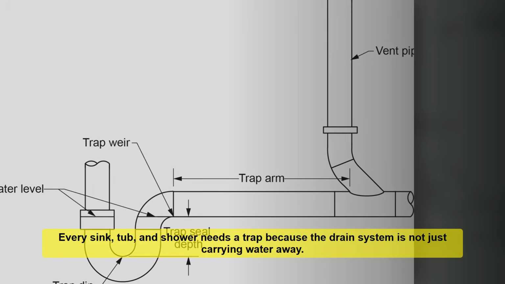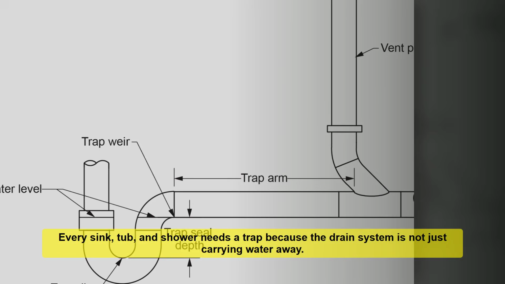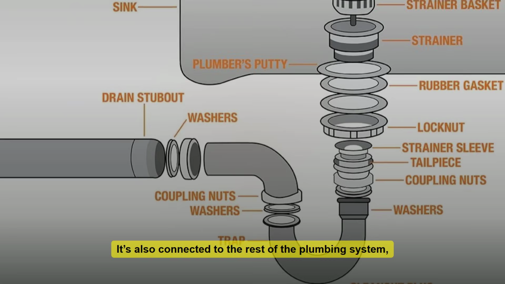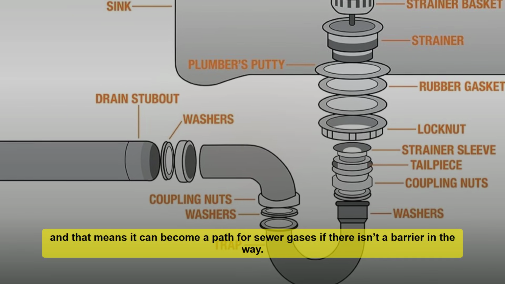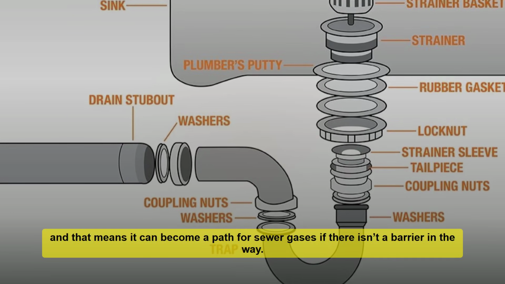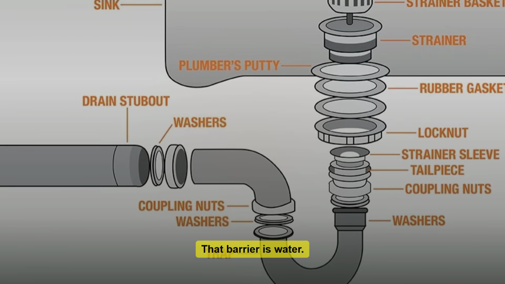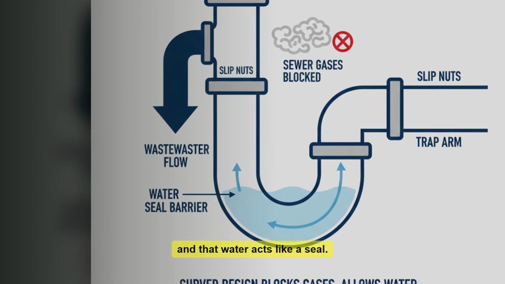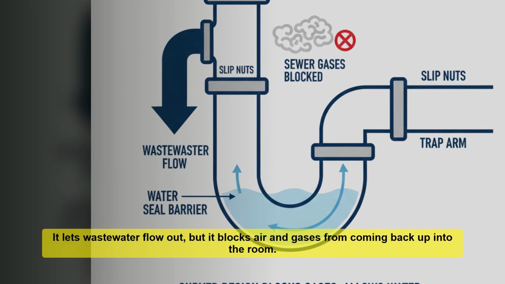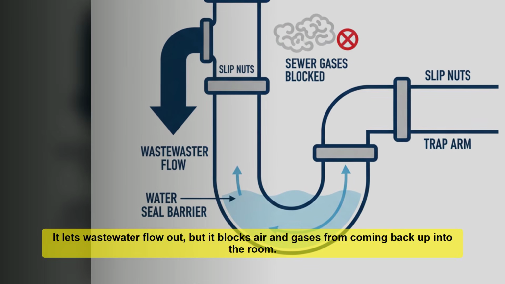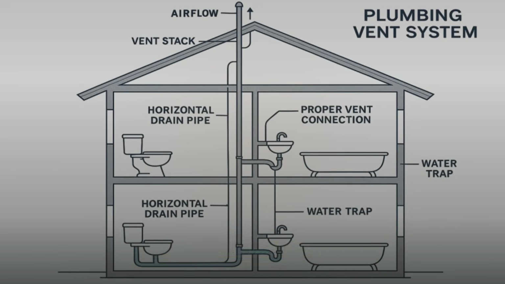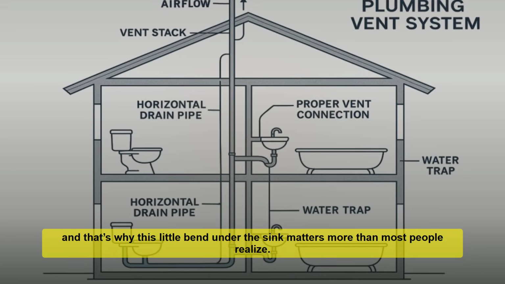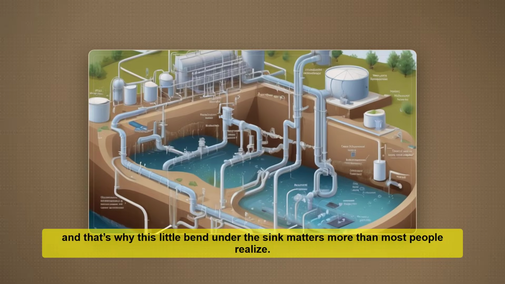Every sink, tub, and shower needs a trap because the drain system is not just carrying water away. It's also connected to the rest of the plumbing system, and that means it can become a path for sewer gases if there isn't a barrier in the way. That barrier is water. A trap holds a small amount of water in a curved section of pipe, and that water acts like a seal. It lets wastewater flow out, but it blocks air and gases from coming back up into the room. That's the basic purpose of any trap. And that's why this little bend under the sink matters more than most people realize.